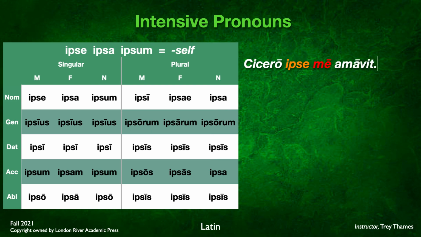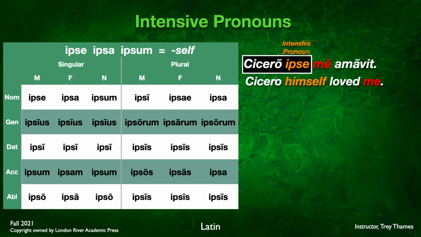Here we go. Cicero ipse me amavit. Cicero himself loved me. Here we have ipse, which is the nominative masculine singular intensive pronoun, and it is intensifying Cicero himself. And then we have me, which is simply the accusative singular personal pronoun, me. Cicero loved me. Cicero himself loved me. Cicero ipse me amavit. Cicero himself loved me.